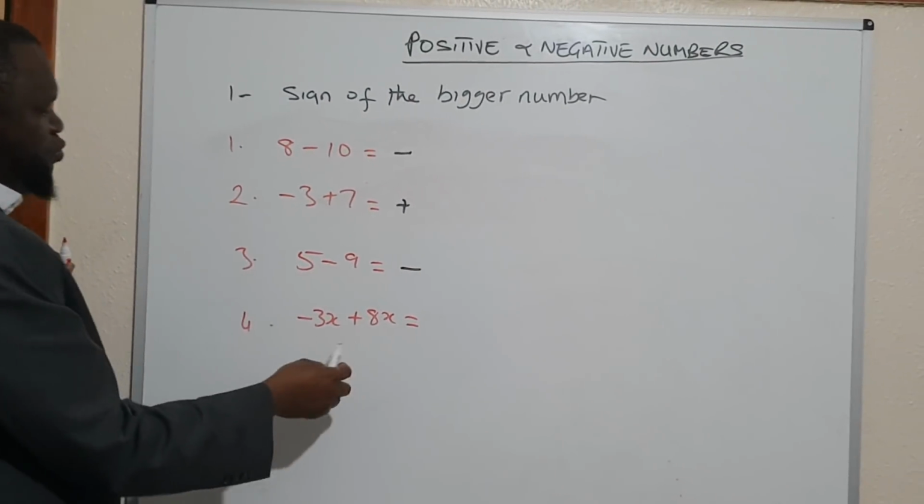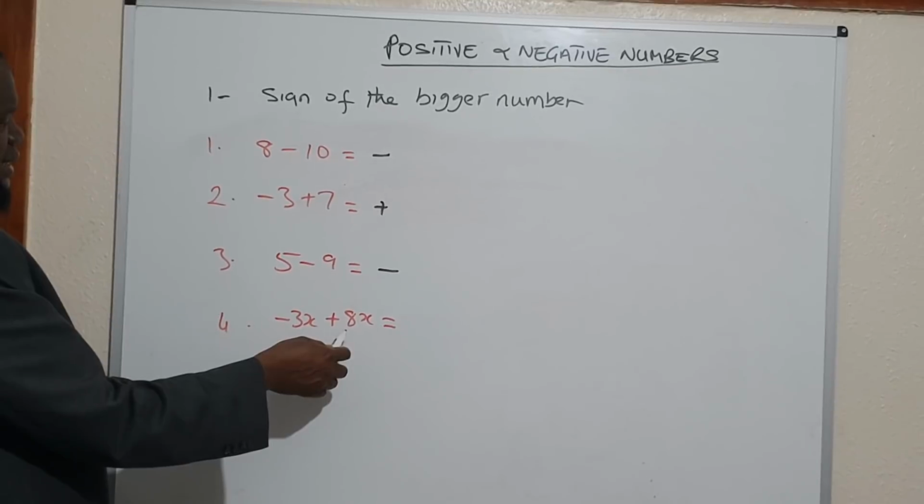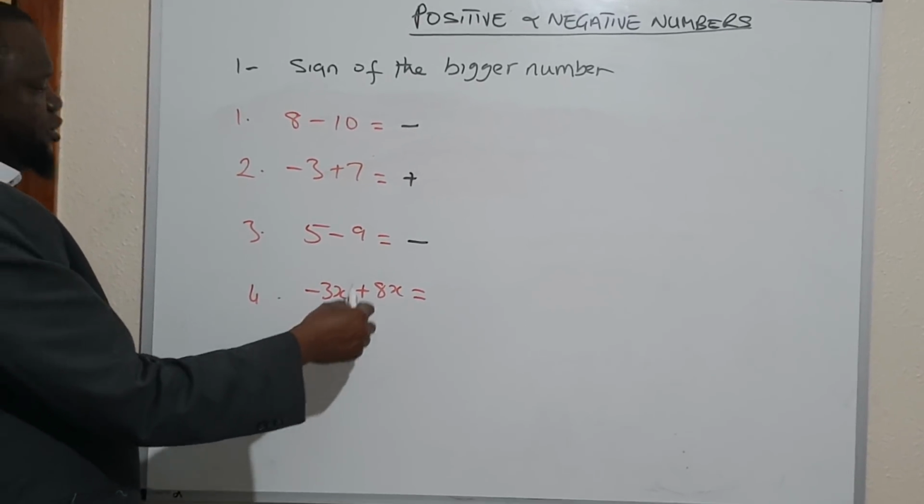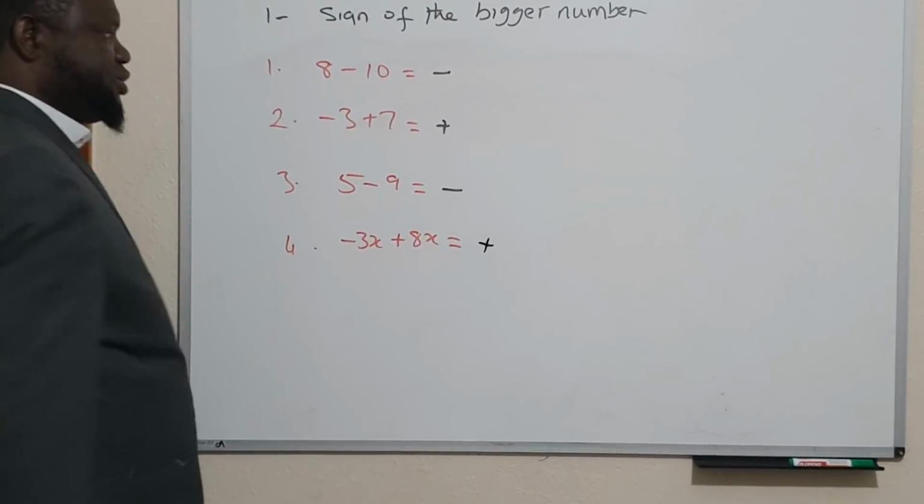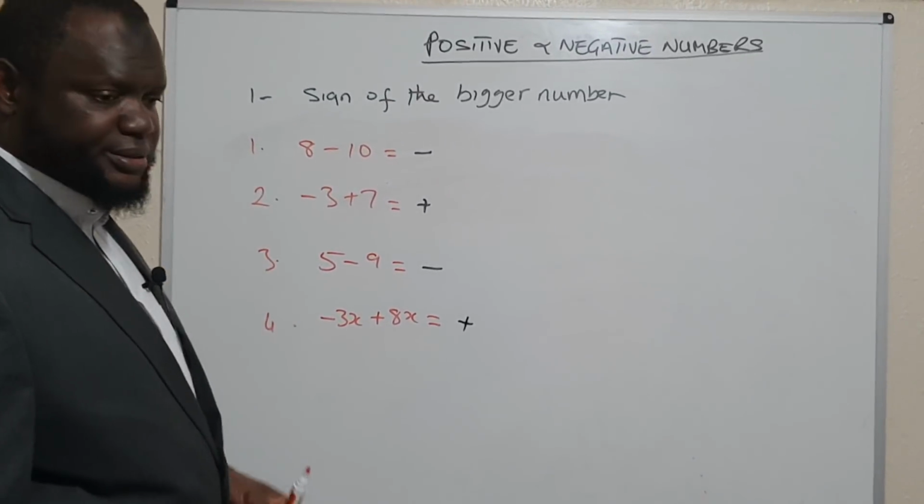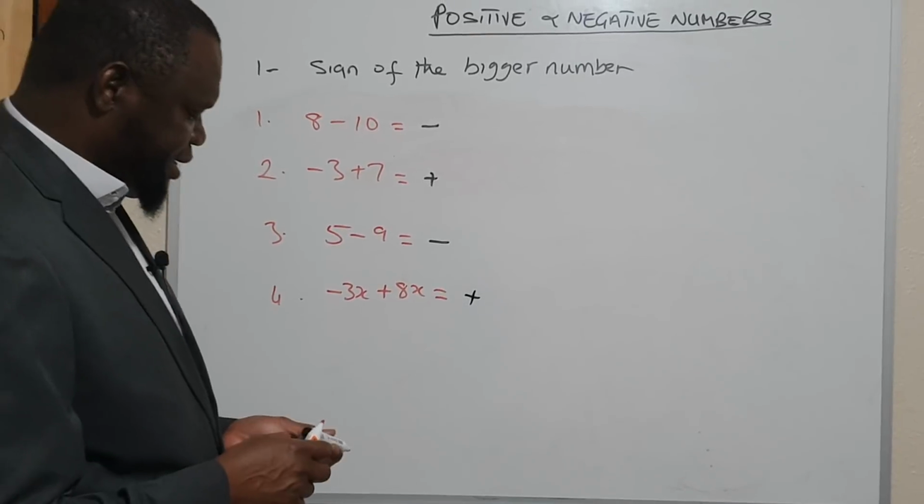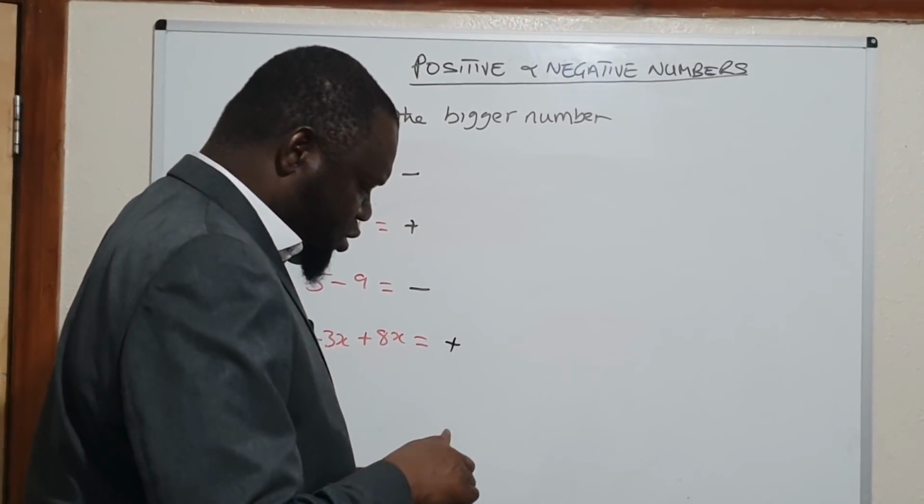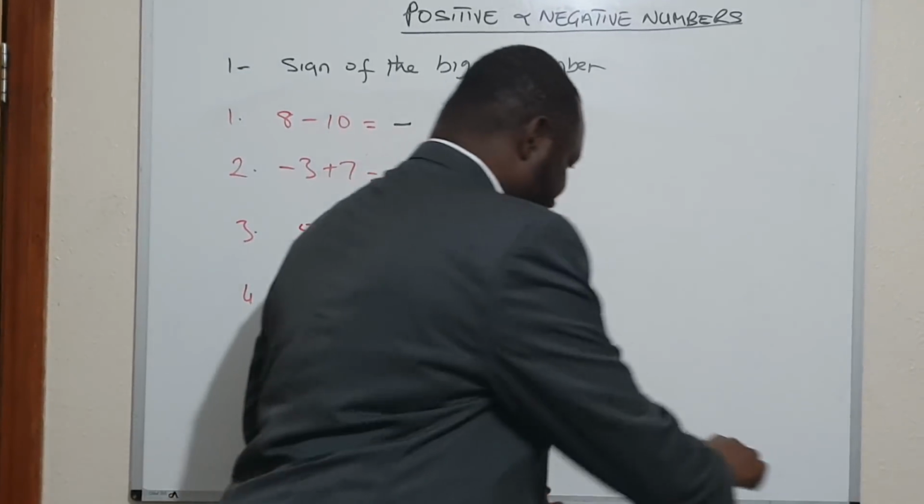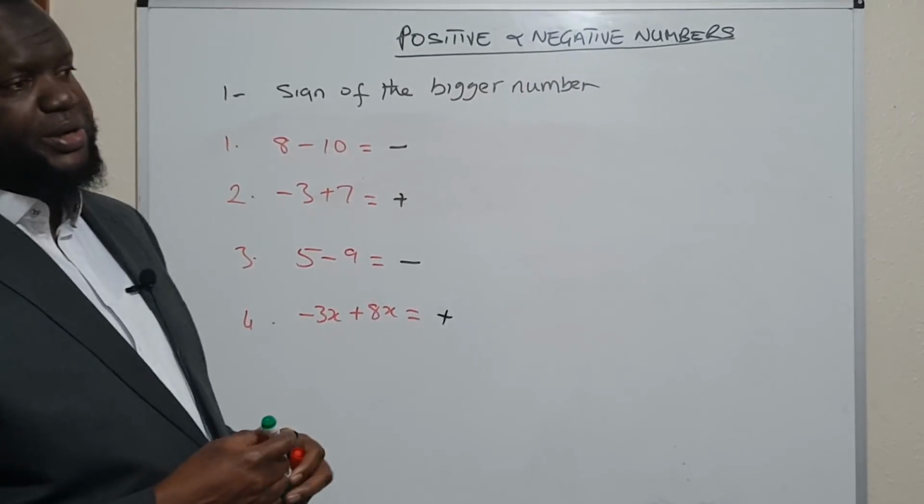Now look at these two. Which one is the bigger number? 8, isn't it? 8x is bigger than 3x. So its sign is positive, plus, so our answer will be in plus. Simple. Then you subtract the numbers. Very simple. We're going to do more examples about this, okay?